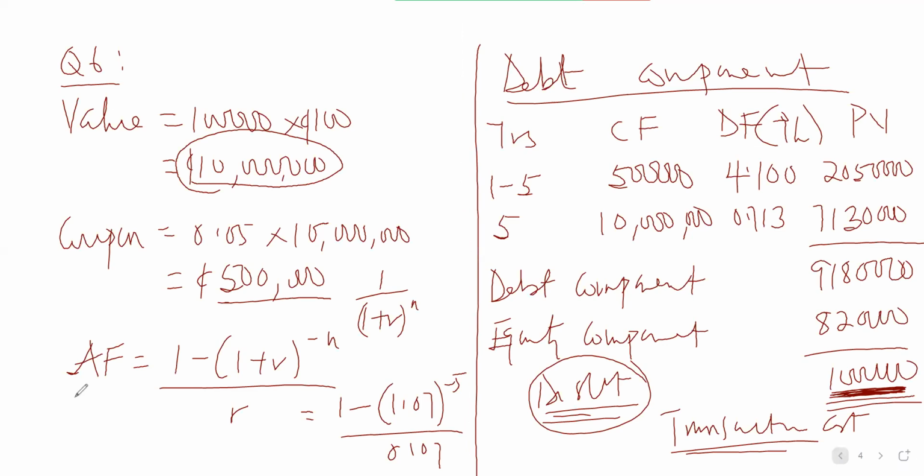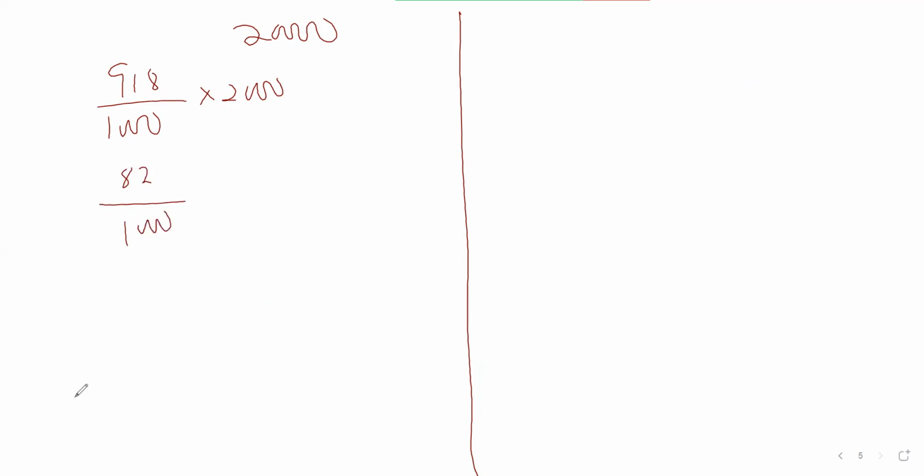So debt is 9,180,000. Equity is 820,000. Assuming the transaction cost is 20,000, it will be shared like this: 918 over 1,000 times 20,000, and 82 over 1,000 times 20,000. I'm just using their figures, but I'm taking the zeros out. So this is how we are going to share the transaction cost before we account for it. The accounting for the transaction cost is the same: if it is debt, we subtract; if it is a financial asset, we add.